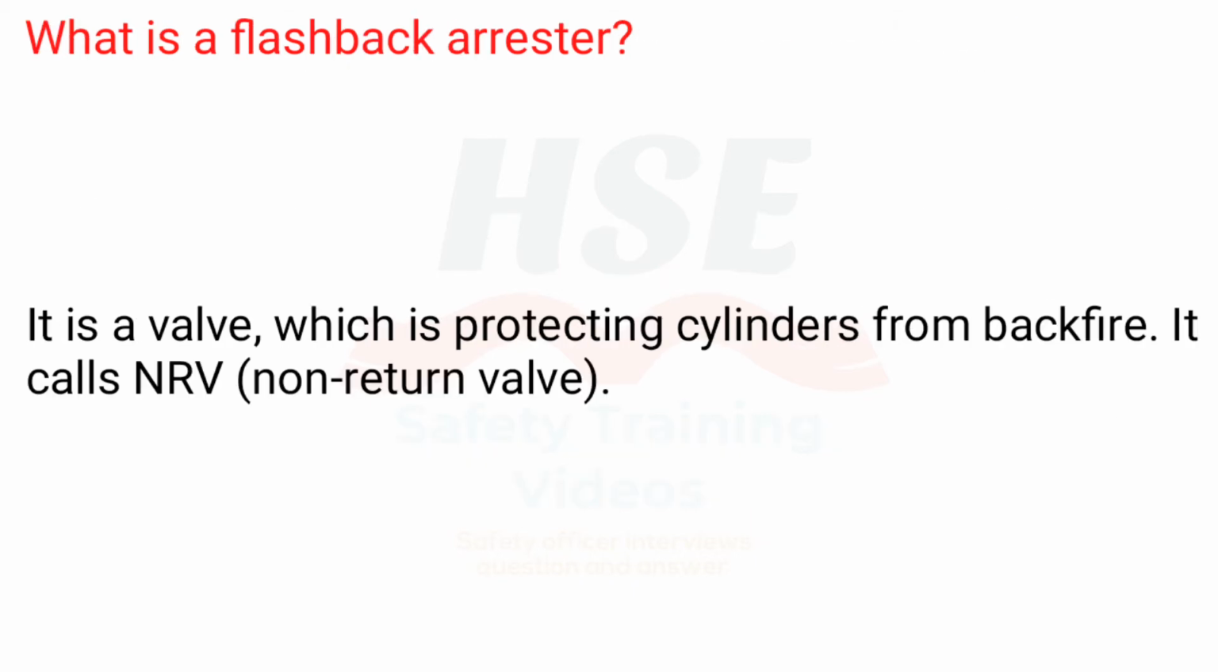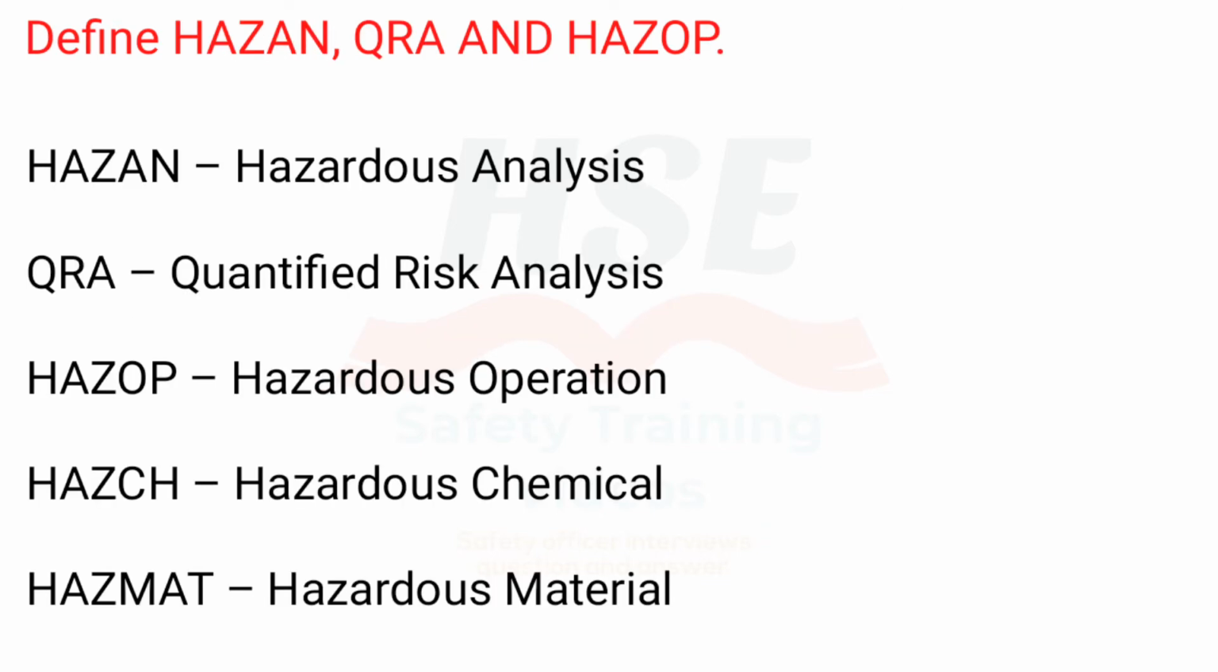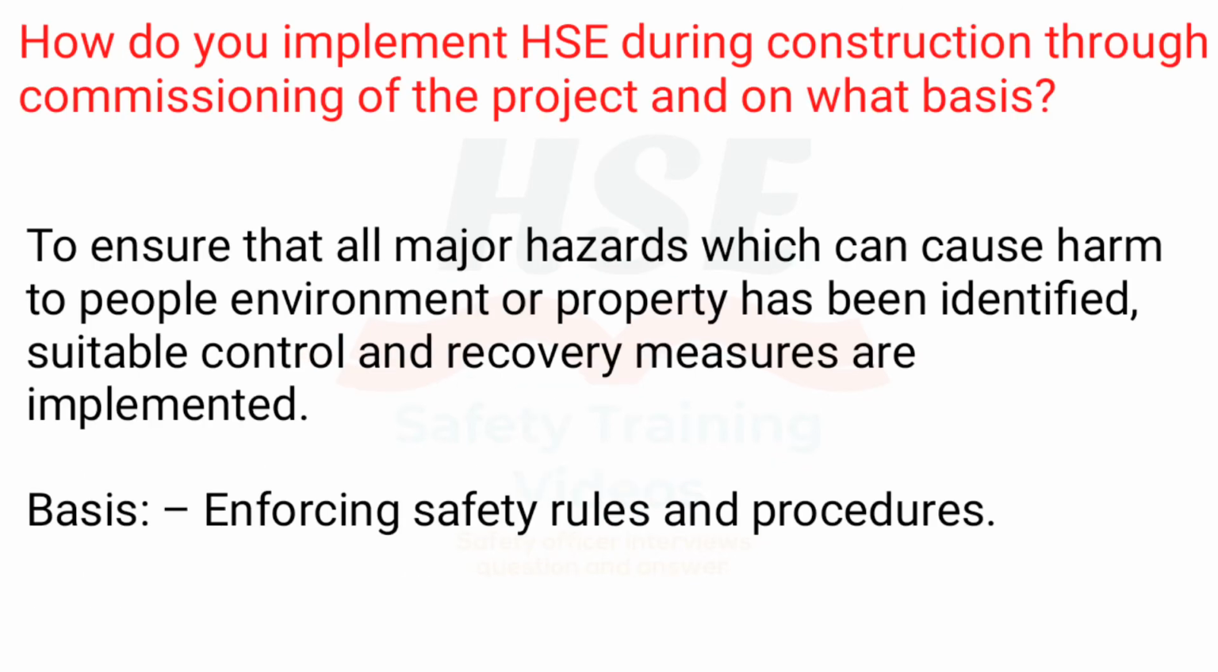What is a flashback arrestor? It is a valve which protects cylinders from backfire. It is called NRV, non-return valve. Define HAZAN, QRA and HAZOP. HAZAN, hazard analysis. QRA, quantified risk analysis. HAZOP, hazard and operability study. HAZCHEM, hazardous chemical. HAZMAT, hazardous material.